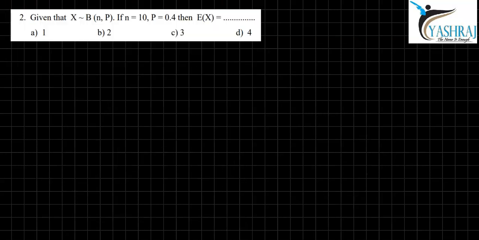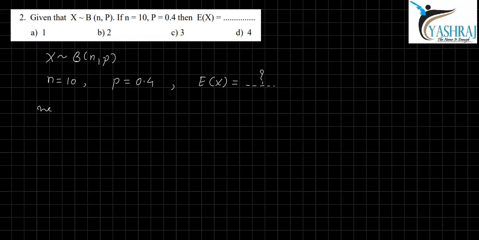Now look at the next MCQ we are having. Given that X follows the binomial distribution of n comma p, if n is equal to 10 we have given and p equals 0.4, then find the value of expected mean of X, that means E of X.